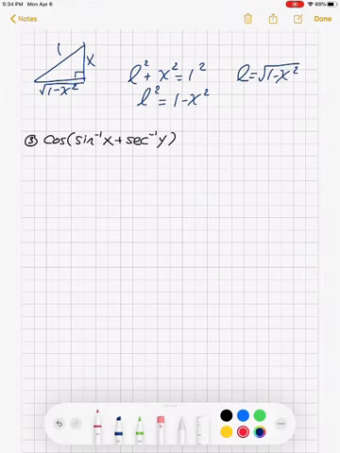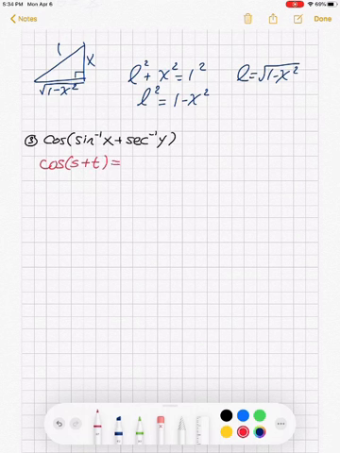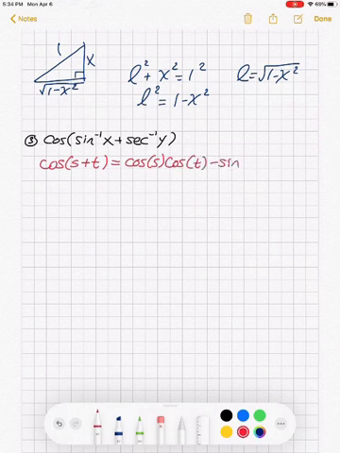Okay, a couple more, same idea. This one's a little more interesting because the first thing I see is I actually have a cosine of a sum. So remember the formula for cosine of a sum. It's like so, right?